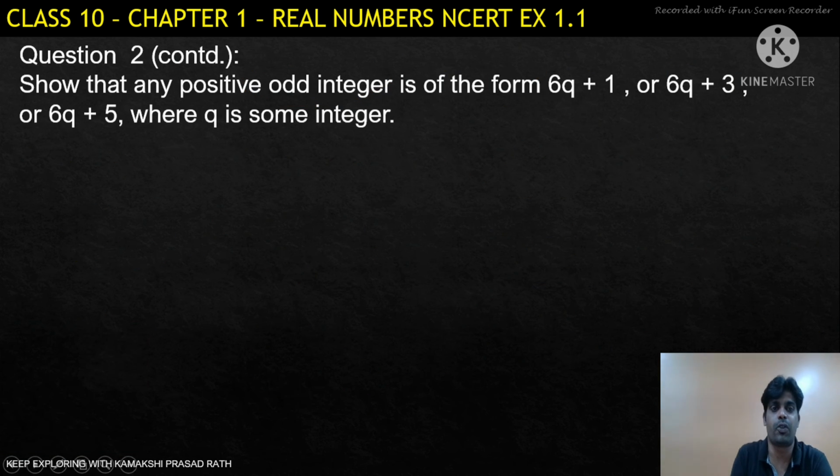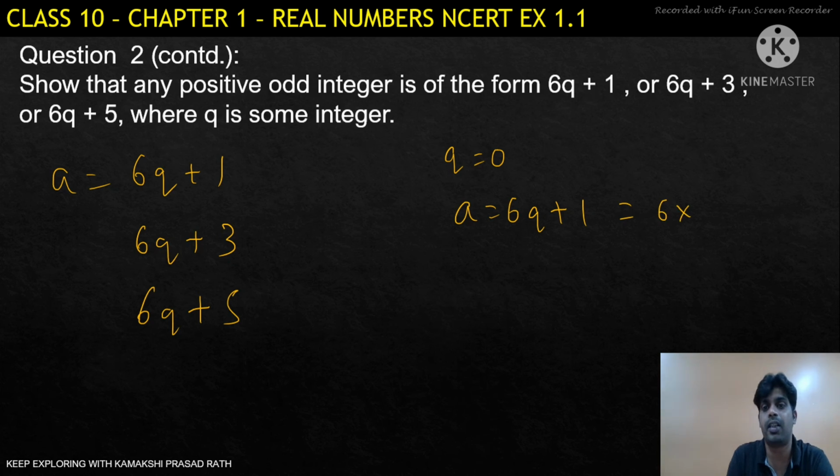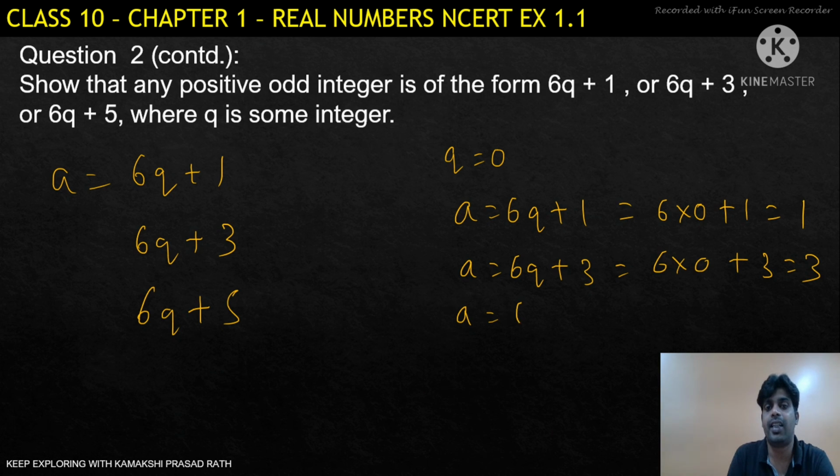Now a simple thing I want to say here. When you say 6q plus 1, 6q plus 3, 6q plus 5, how can we say these are odd? Already we have seen the proof, but for example, take q as 0. What will a be now? 6q plus 1 means 6 into 0 plus 1, 6 zeros are 0, 0 plus 1 is 1. Now a will be 6q plus 3: 6 zeros are 0 plus 3 gives 3. Next a equals 6q plus 5: 6 zeros are 0 plus 5 gives 5. So you can see all are odd integers.